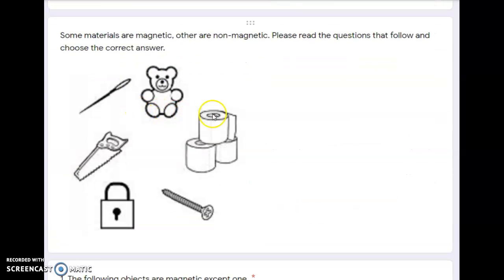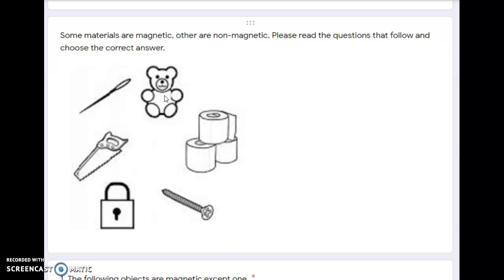So here, I have an example. These are things that you have to identify. So this is a needle, right? A needle is made of metal. This is a saw, and this saw is made of metal. And this is a lock or a padlock, and this is made of metal. This is a screw, and this one is made of metal. This one is a tissue paper, and this one is made of paper. And this one, a bear, this bear is made of fabric and cotton, right?